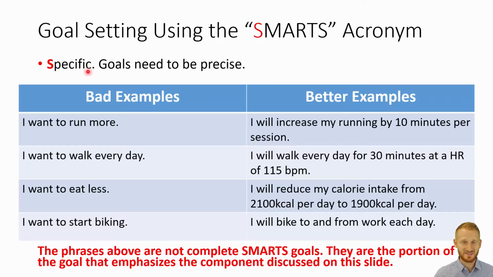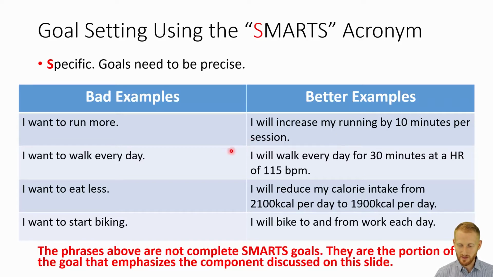So again, we're talking about being specific here. Somebody comes to you and says, I want to run more. That's not specific. What does it mean to run more? Is running 2 days a week running more? Is running 5 days a week running more? Is running a mile a day running more? Or is running 10 miles a day running more? You need to be specific. So I want to run more can be changed to something like, I will increase my running by 10 minutes per session. That's something very defined, where you can create a checkbox and check it yes or no. Did you achieve it?